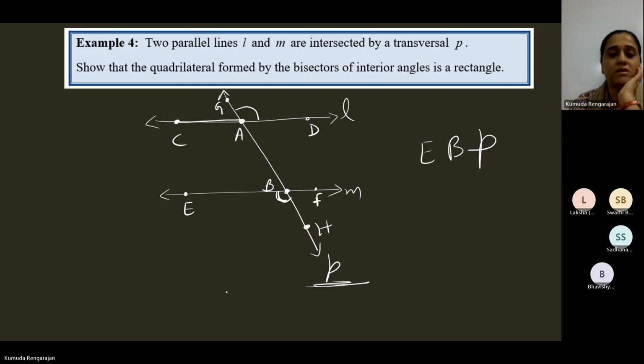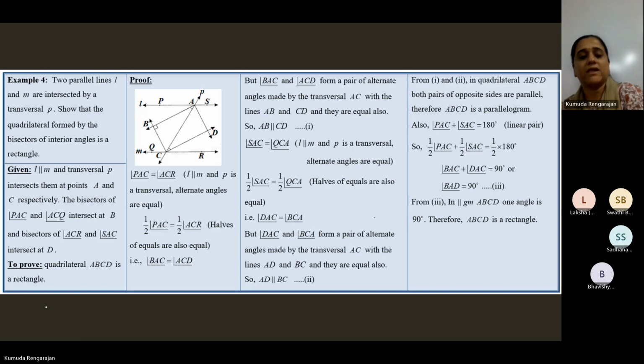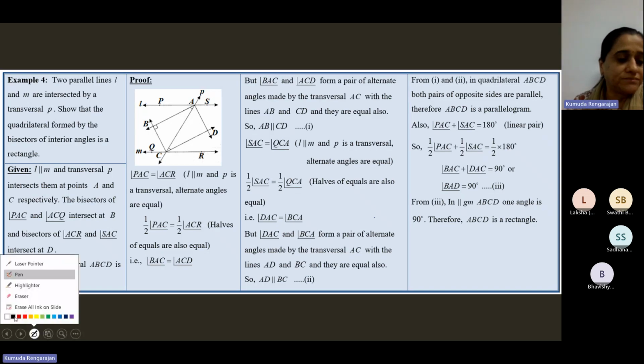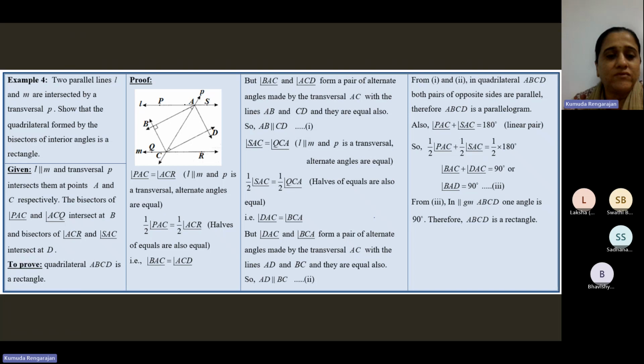Now you can see with these points, you can name this angle, this angle, this angle, this angle. All the 8 angles can be named using these markings. So how do we start? We start with this angle equal to this angle, correct? Alternate angles are equal. Half of this angle is equal to half of this angle. That's what I've written here.